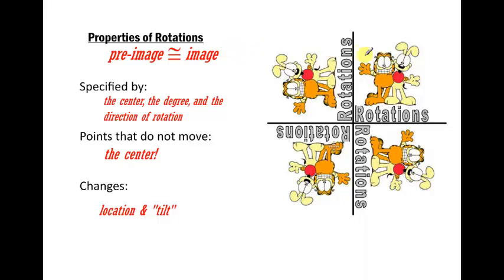So when you do a rotation, do you change the size or shape of your picture? Not at all. So your pre-image is congruent to your image. One more time, guys, that is an isometry. And we just talked about that. You specify your rotation by the center, the angle or the degree measure, and the direction of your rotation. What is it going to be assumed to be? Counterclockwise. Keep that in mind.